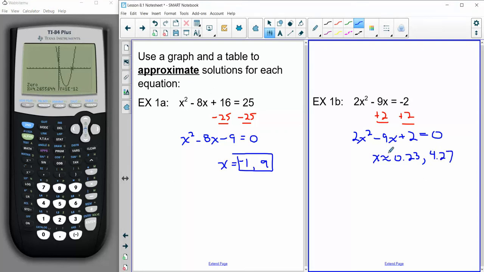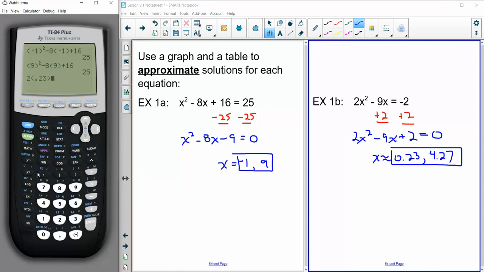4.27. Notice that doesn't come out 0, but that's 1 times 10 to the negative 12th, which is like 0.0000000000001. It's really close to 0, close enough. If I go back to the main screen and I do 2 times 0.23 squared minus 9 times 0.23 plus 2, this should be really close to 0. It's not 0 because remember I rounded.